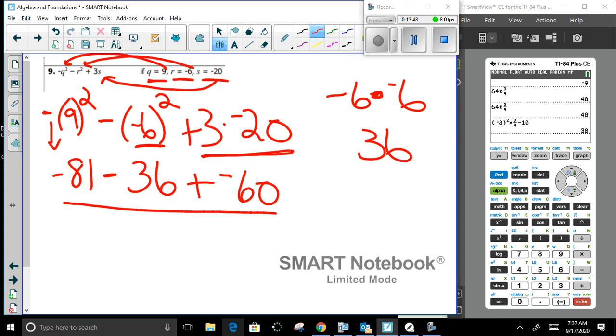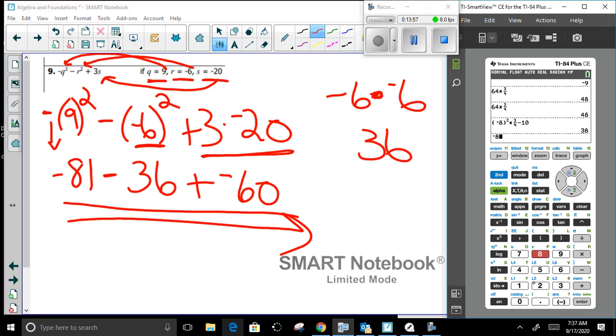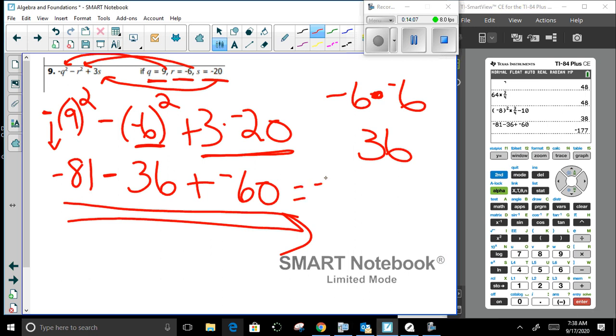Now I just have addition and subtraction. What do I do with that? I go from left to right when I just have addition and subtraction left. So negative 81 minus 36 plus negative 60. And I get negative 177. So this question, bottom line, just be very careful. Q is positive 9. That negative is just staying out front, so you're only squaring that positive 9. Just be cautious with that one.